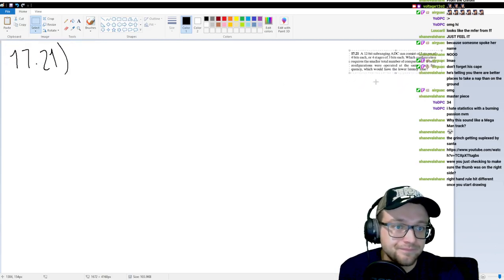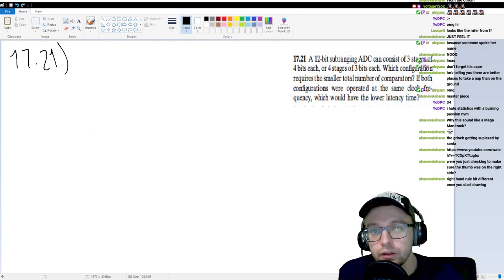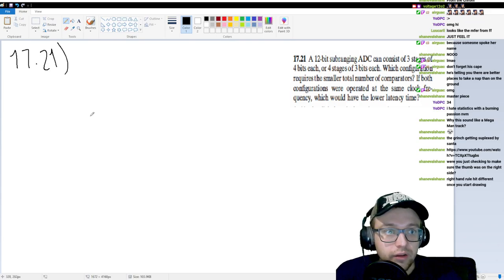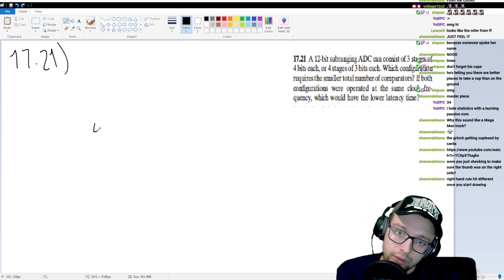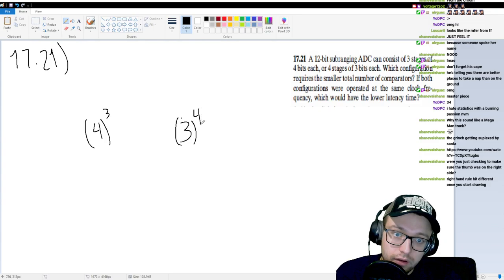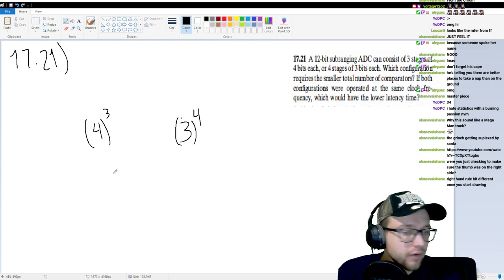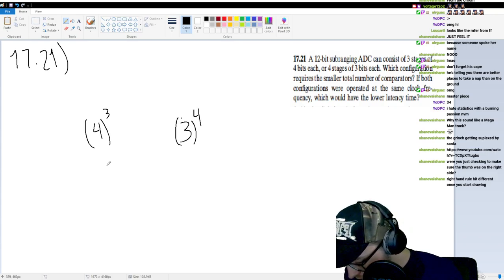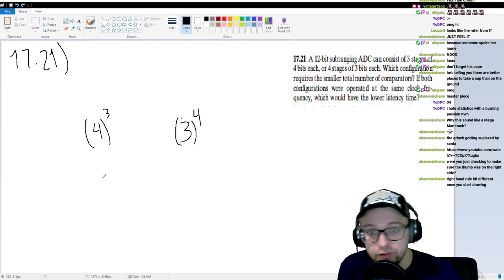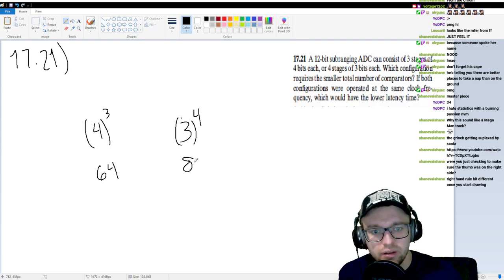Okay. So, we can either have a 12-bit ADC, so 3 stages of 4 bits each. So we have 4 to the 3rd, or 4 stages of 3 bits. So the smaller number of comparators means larger latency, and lower latency means more comparators. I believe that's what it is. But anyway, 4 to the 3rd. 4 bits with 3 stages means that there will be 64 here versus 3 to the 4th, which I believe is 81. Right.